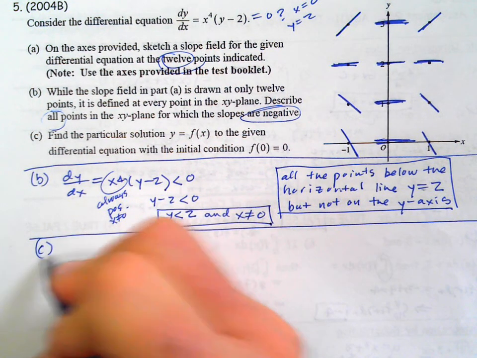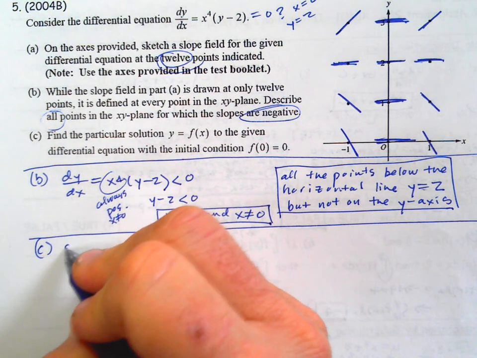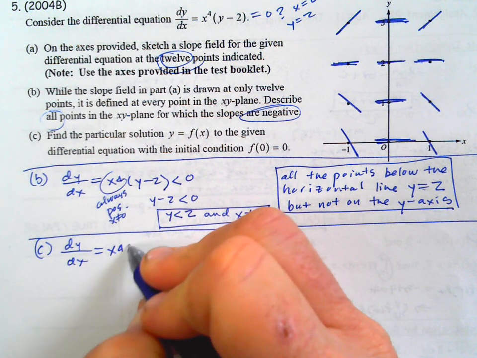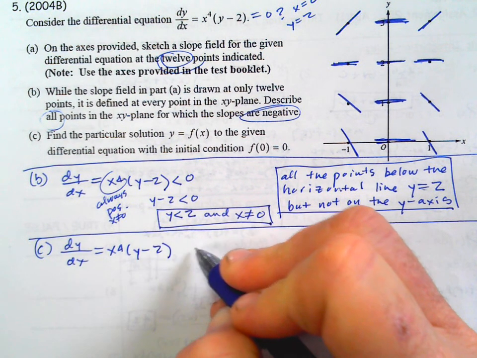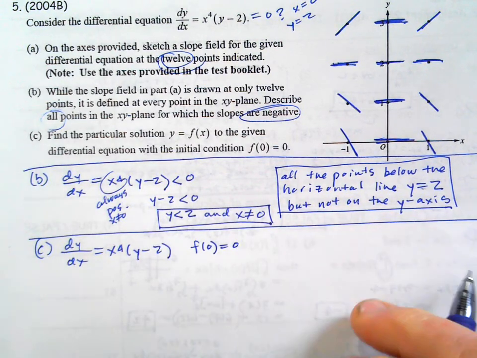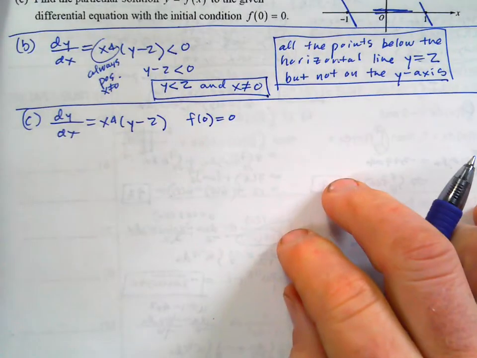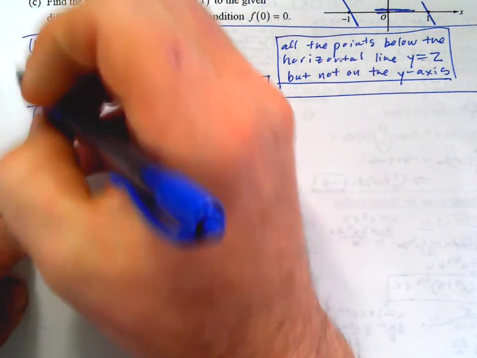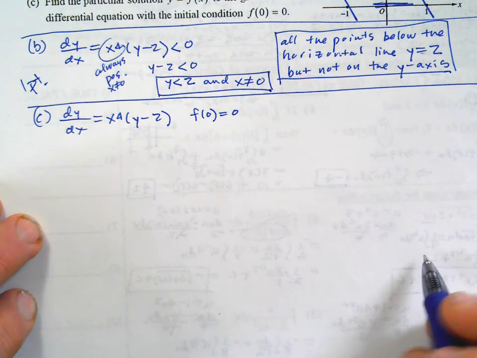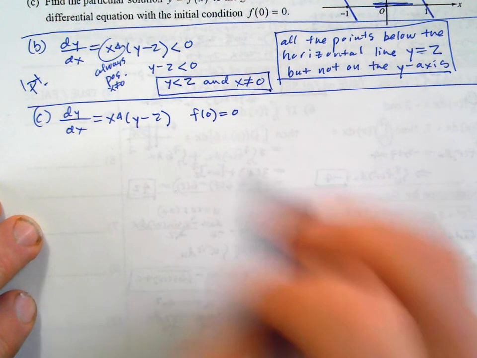C, find the particular solution. You guys should be getting really good at solving differential equations with initial conditions, finding particular solutions. So you got to separate the variables. By the way, this was probably worth 1 point, Part B, so it's probably 6 points for part C. It's a lot of points.